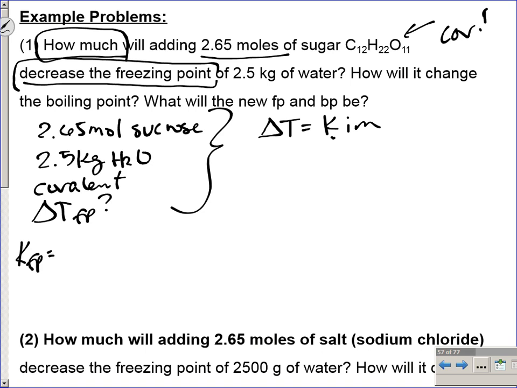What's the K freezing point depression? 1.86. And we're dealing with that one because what's our solvent here? Water, and water is our solvent, so that's why we can use that. So we have the K. What's the I factor of the solute? 1. Why 1? Because it's covalent. The I factor is 1. Okay, so I've got the K, I've got the I, I need the m. How do I get the m?